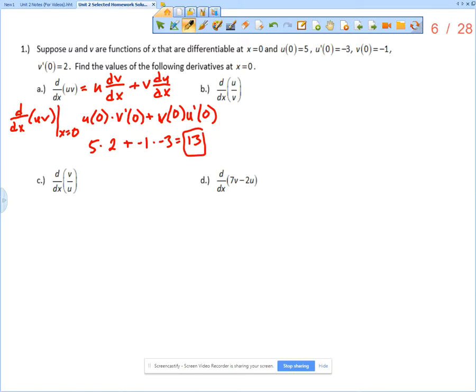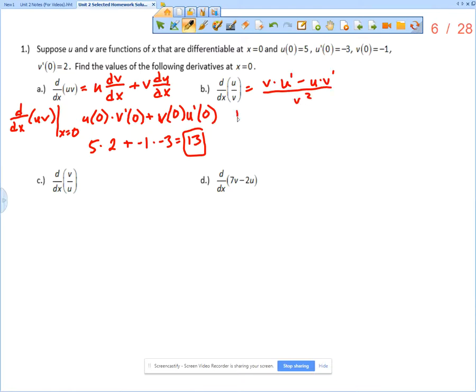Same thing is true for b. Okay, we want to use the quotient rule, u over v. So quotient rule, remember, says take the denominator, v, times the derivative of the numerator, which we could call du dx or u prime, minus the numerator, u, times the derivative of the denominator, which is v prime, all divided by the denominator, v squared.